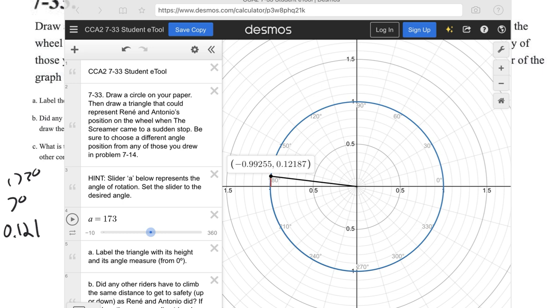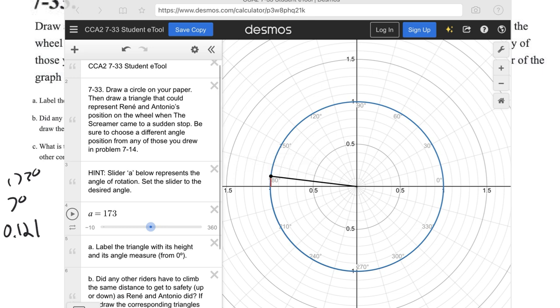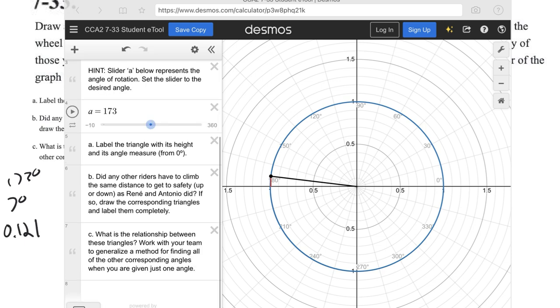Now let's take a look at part B here. Getting this double tap going on here. It says, did any of the riders have to climb the same distance to get to safety as Renee and Antonio?